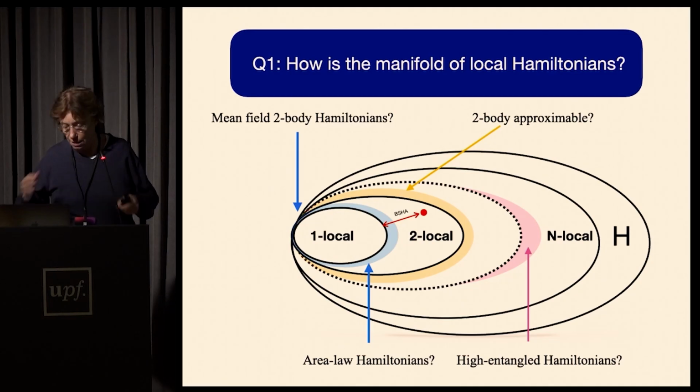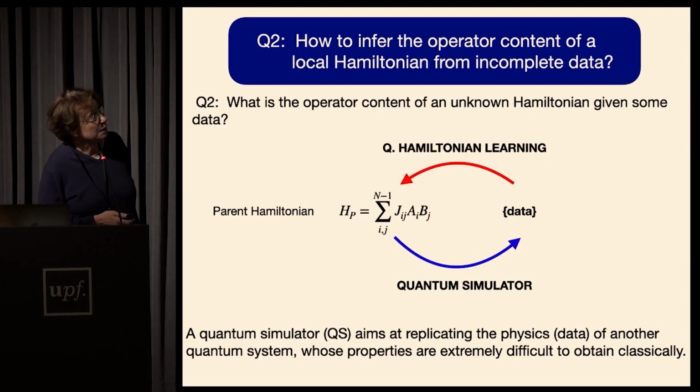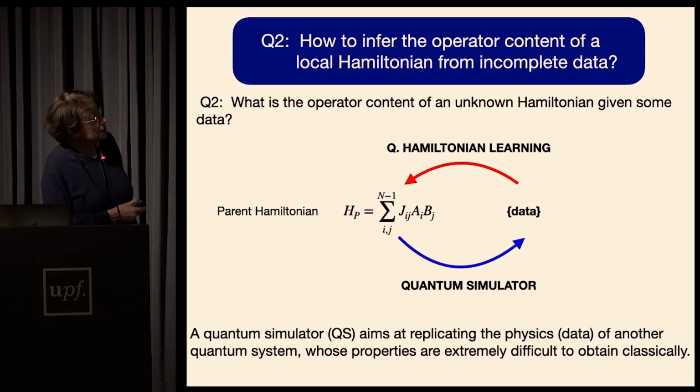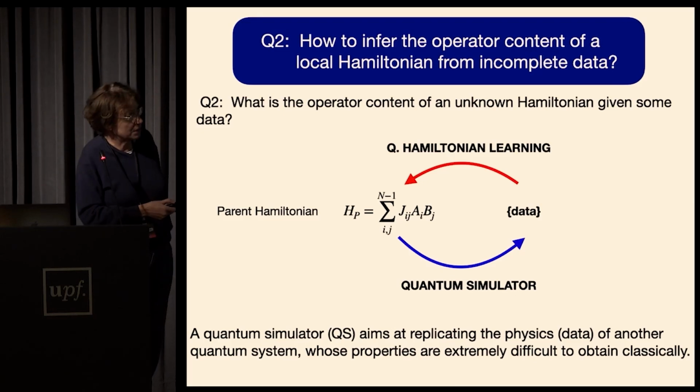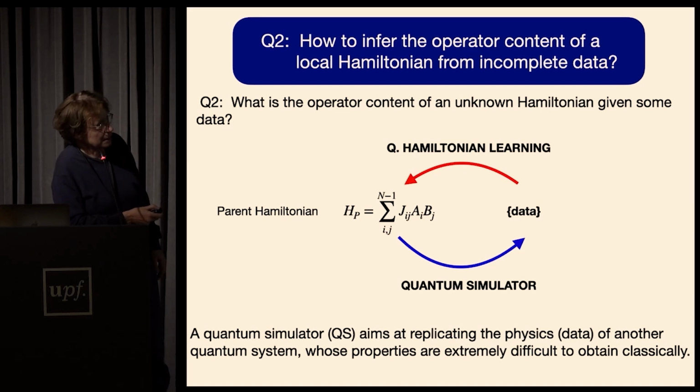Okay, so this is the first question. Second question: how to infer the operator content of a Hamiltonian from incomplete data. Well, this is the typical question that you have a parent Hamiltonian, let's say, which has some operators. I put here two-body, but it doesn't matter. E_A, B_J, and you don't know which operators, and you don't know either which is the coupling.